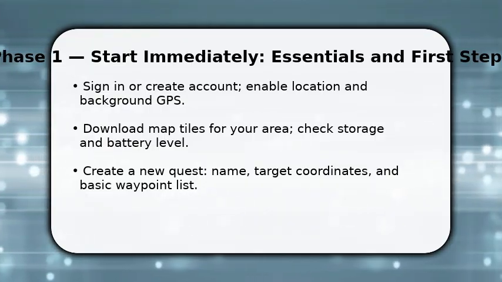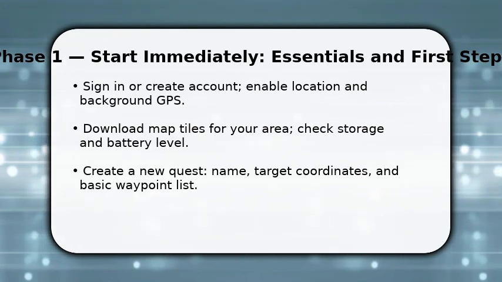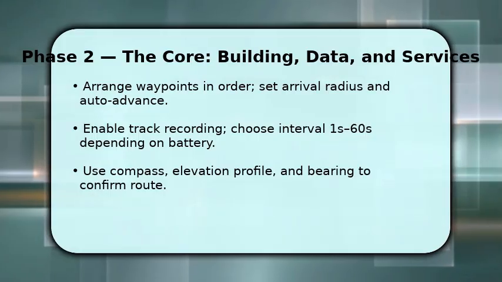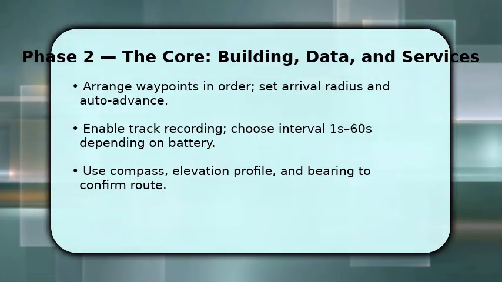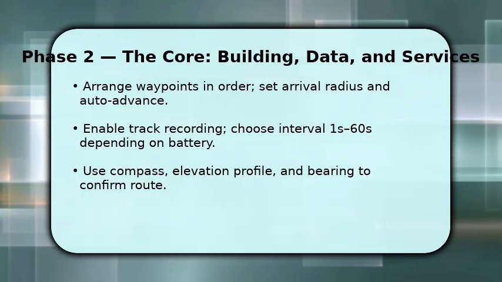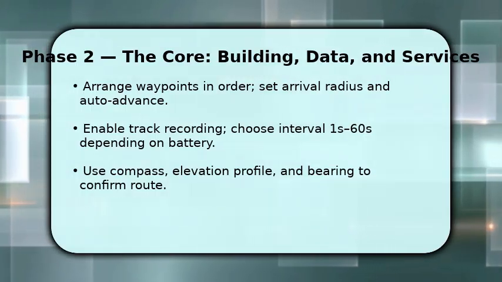move. Next, organize your waypoints into the order you intend to visit and set an arrival radius, so the app auto-advances when you reach a point. Make sure track recording is enabled and pick a logging interval, 1 second for precision or longer to save battery.